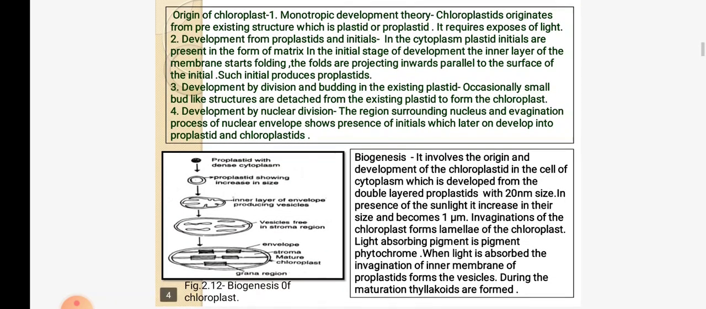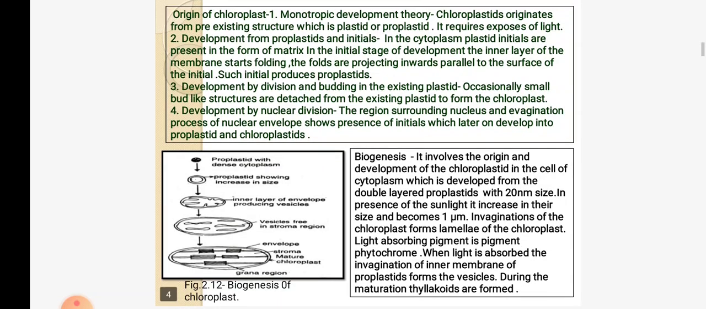Development by nuclear division is one method of origin of chloroplast. The region surrounding the nucleus and evagination process of the nuclear envelope shows the presence of initials which later on develop into proplastid and chloroplast.